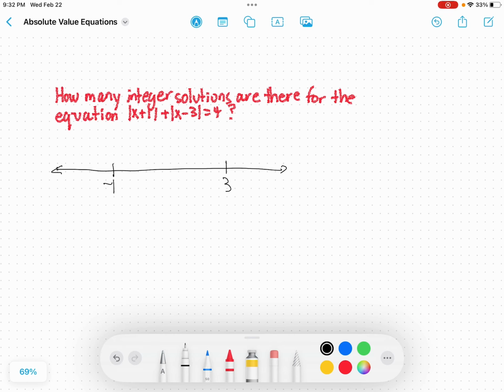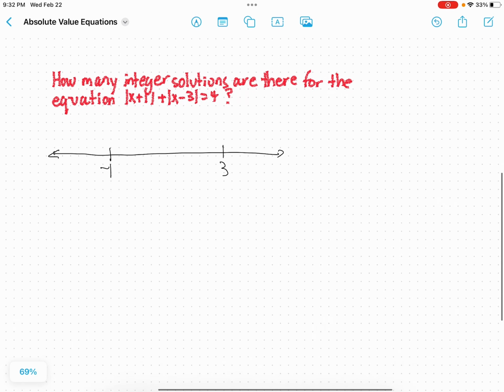And now, you just have to split into 3 different cases. These cases are kind of obvious. When x is smaller than negative 1, when negative 1 is smaller than or equal to x and x is smaller than or equal to 3, and when x is greater than 3. So we just have to do some casework now.